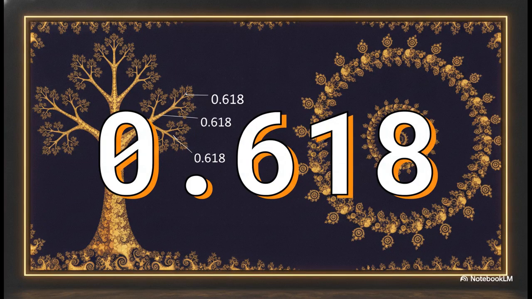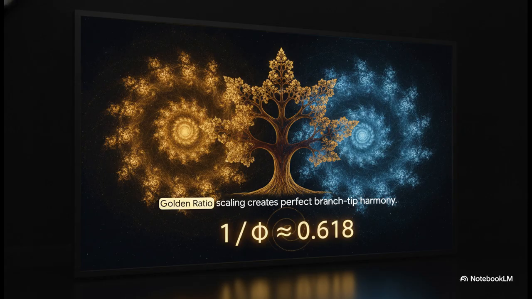So, to prevent that messy entanglement, we have to scale the branches using a very specific mathematical sweet spot. Think about it. What should the ratio of the lengths of the new branches be so that the tips exactly touch without overlapping? The magic number is roughly 0.618. Mathematically speaking, that exact sweet spot is 1 divided by the golden ratio.